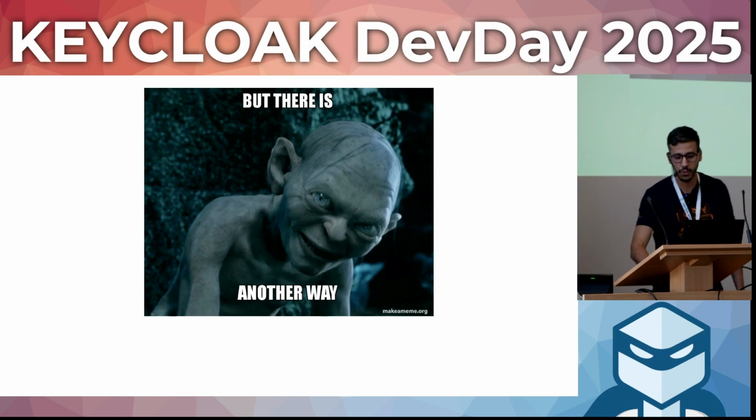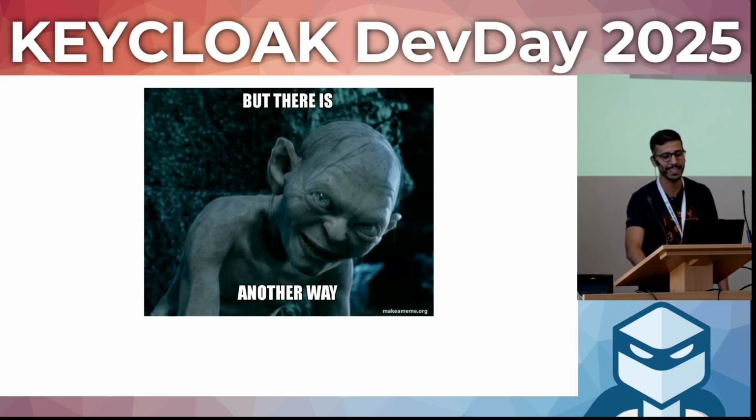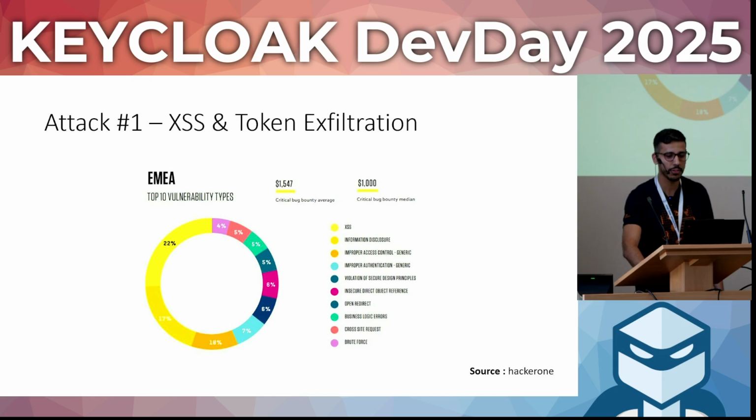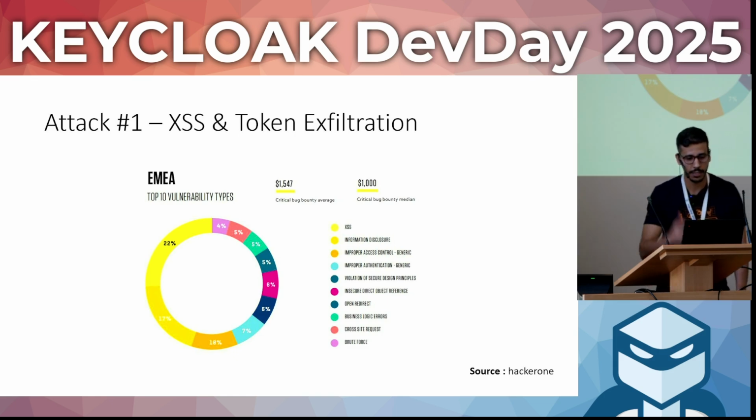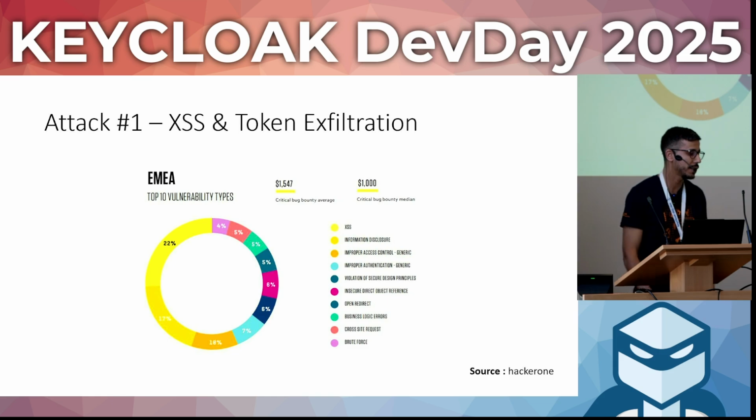And we have noticed two possible ways to steal user tokens. The first way is by exploiting cross-site scripting issues. This is still one of the most common issues we see today in modern applications. And this is demonstrated by the latest report from HackerOne.